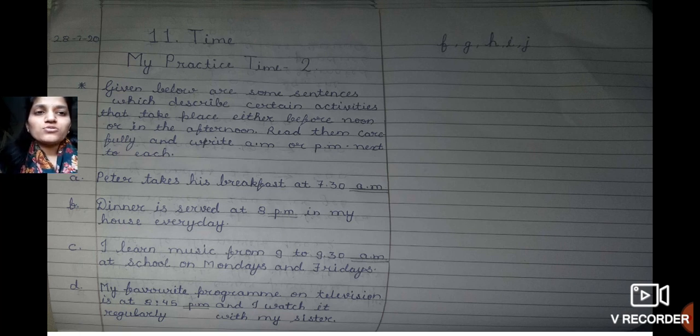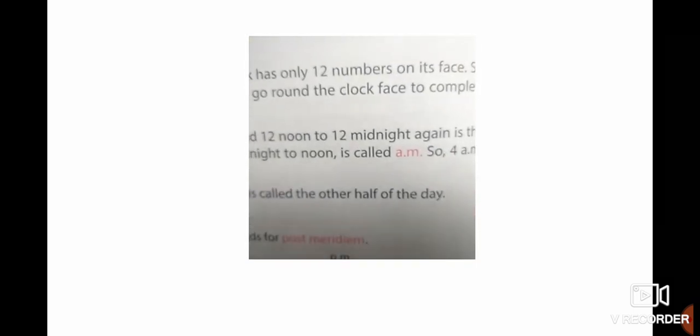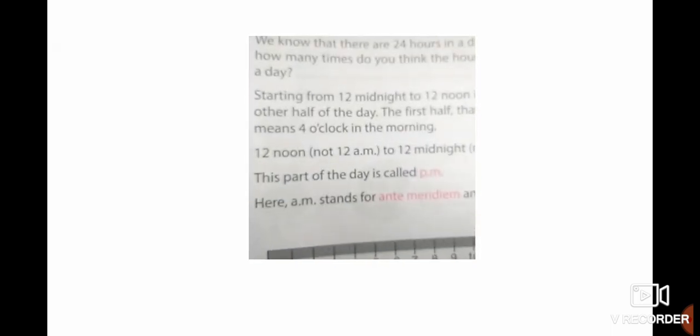Okay, so here now students, we are going to see what is meant by AM and PM. So here students, we are going to just revise. We know that there are 24 hours in a day, but a clock has only 12 numbers on its face. So how many times do you think the hour hand has to go around the clock face to complete a day? Starting from 12 midnight to 12 noon is one half, and 12 noon to 12 midnight again is the other half of the day.